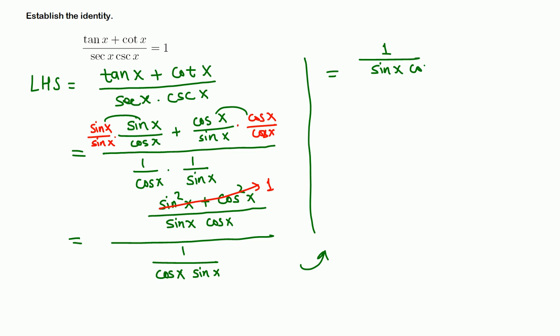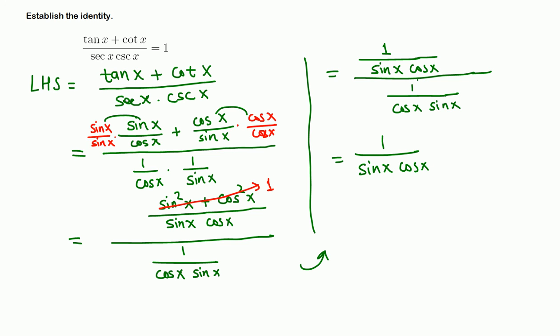sine x cosine x on the top all over 1 over cosine x sine x. Now we want to simplify this complex fraction, so this is the original division, so we change this division into multiplication and flip, keep, change, flip. The top is 1 over sine x cosine x, change, flip. So cosine x sine x over 1.